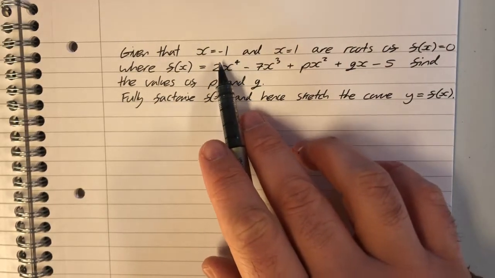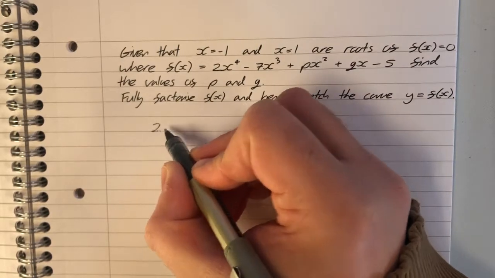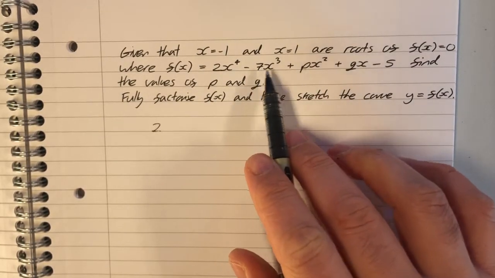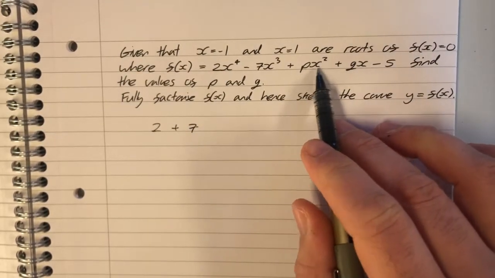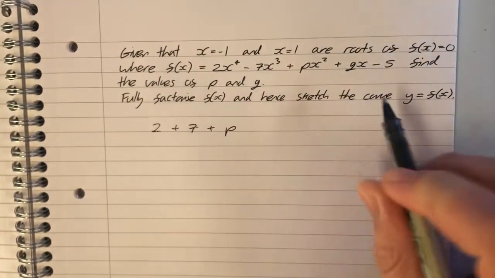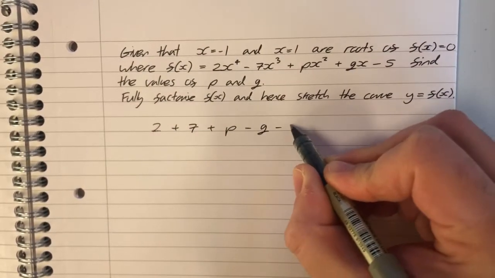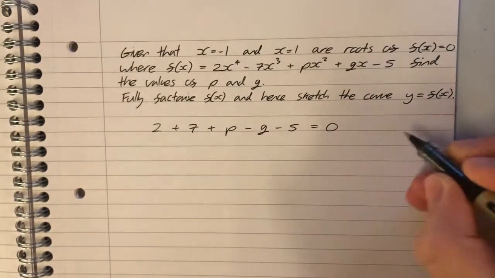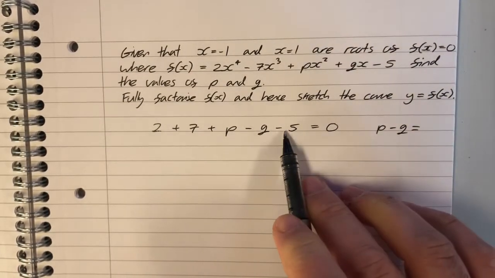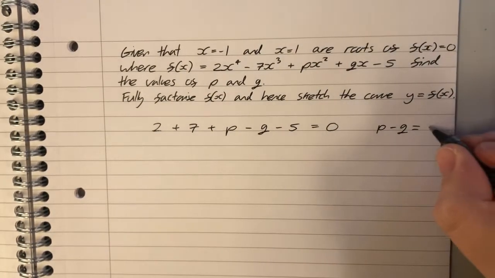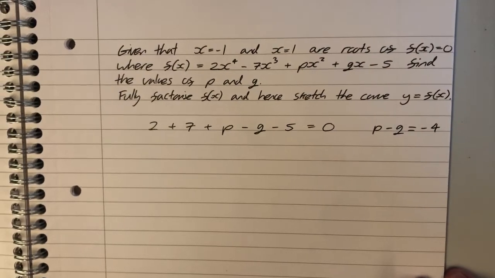Okay, so let's plug in x is -1. So that's going to be 2 times 1. -7 times -1 is going to be +7. -1 squared, that's just 1, so it's plus p. -1 times q is -q, and then -5 equals 0. So that tells me then that p minus q must equal 5 minus 9, which is -4. So that's one equation which links p and q together.